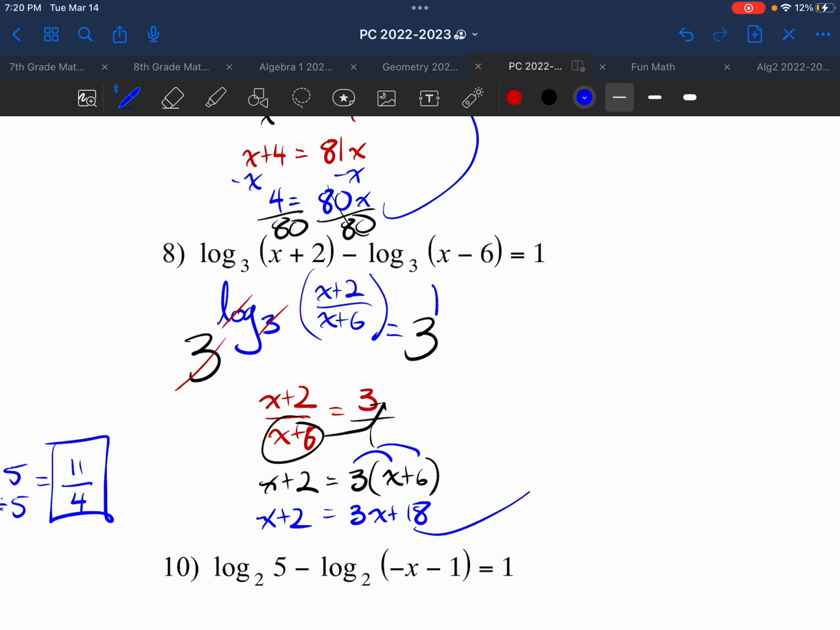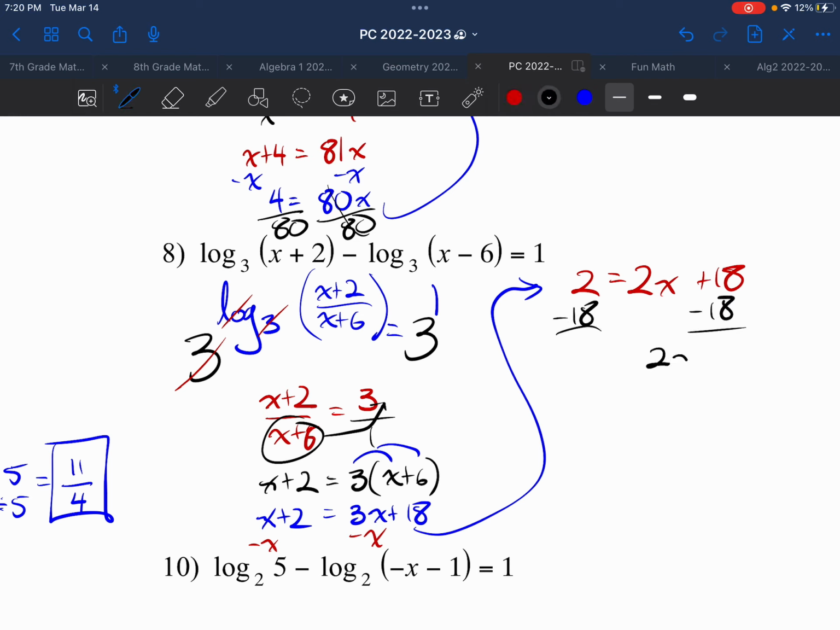Let's get x's on the same side. So I'm going to work up here. I'm going to move the x's to the left-hand side. So I'm going to have 2x on the left-hand side. What I did was I subtracted x, and that's going to be plus 18 is equal to 2, and then we're going to subtract 18, and we get 2x is equal to negative 16, and then from there divide by 2, and x is equal to negative 8.